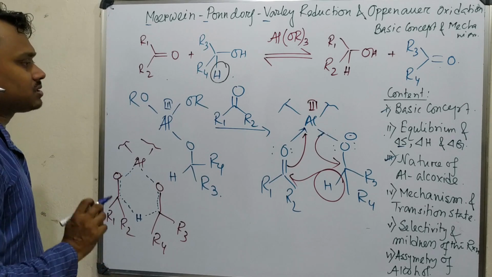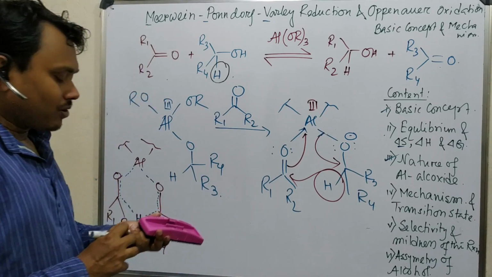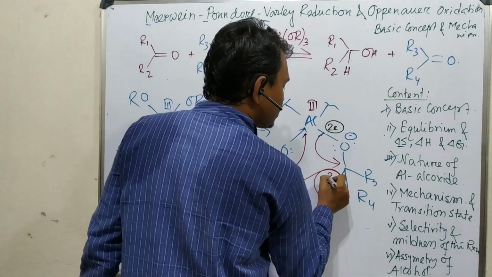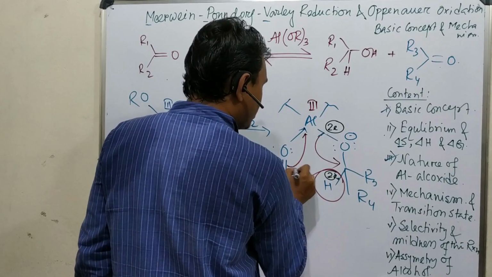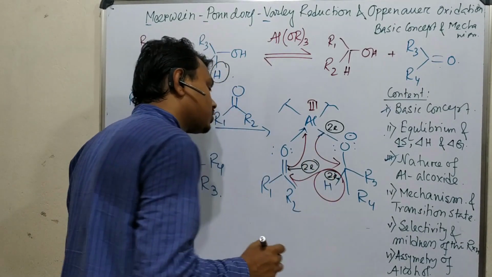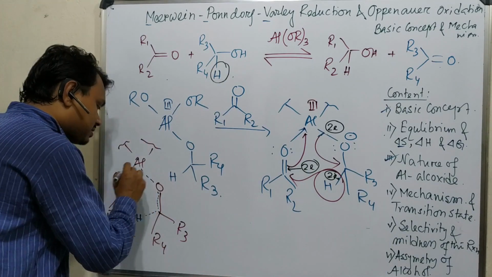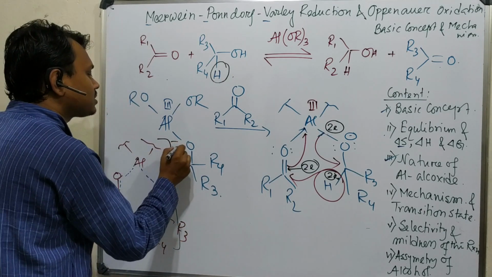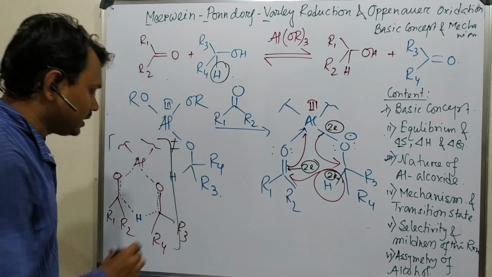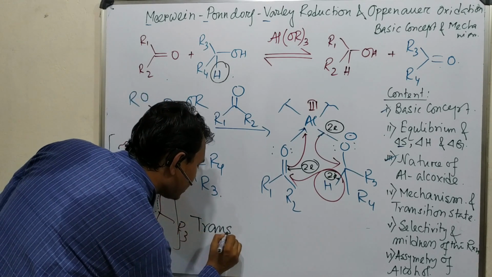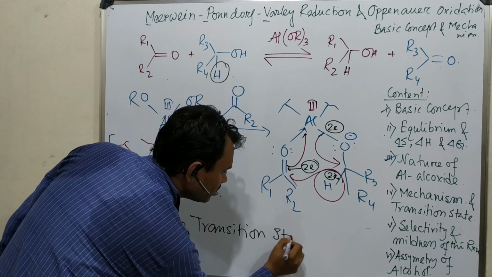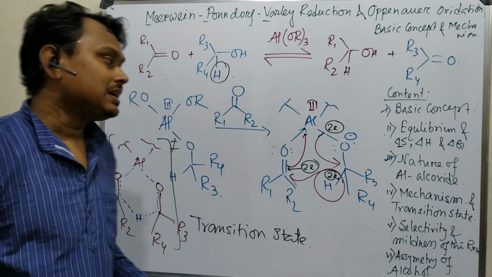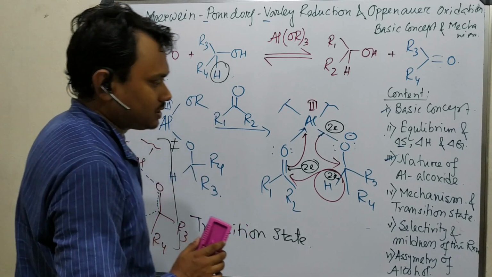So in this way these many bonds. How many electrons are involved in this process? Here 2 electrons from this, 2 electrons from this bond, and 2 electrons from this bond are involved. So 6 electrons are involved. This is a 6-member cyclic planar transition state. So this is the structure of the transition state. Okay, so keep it in mind.